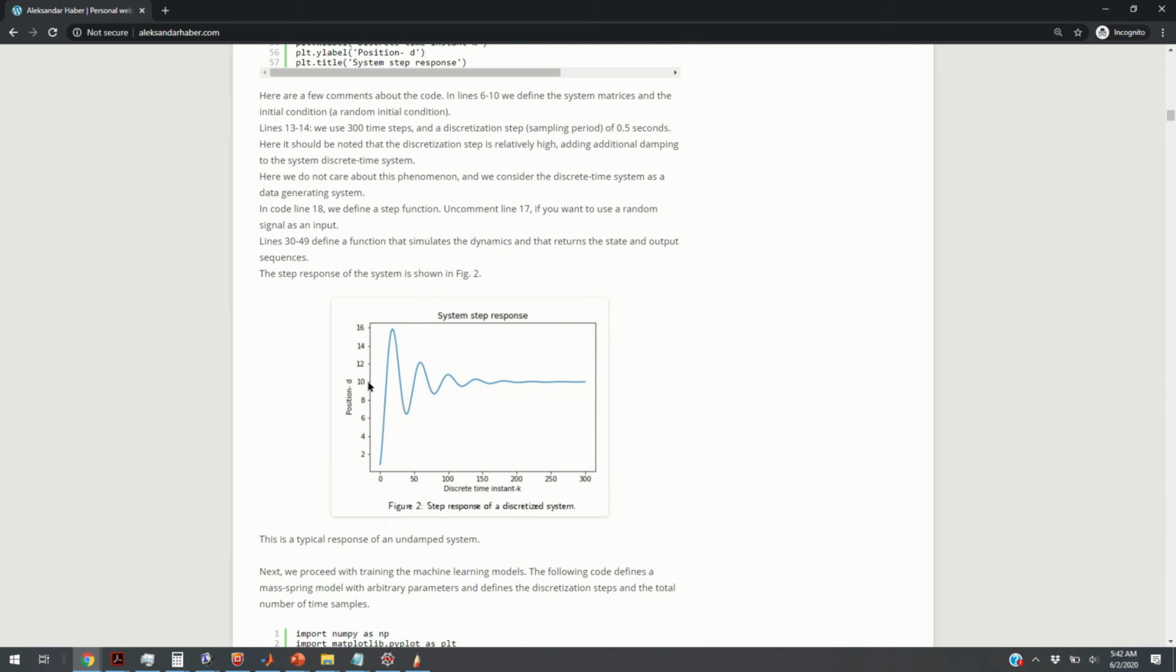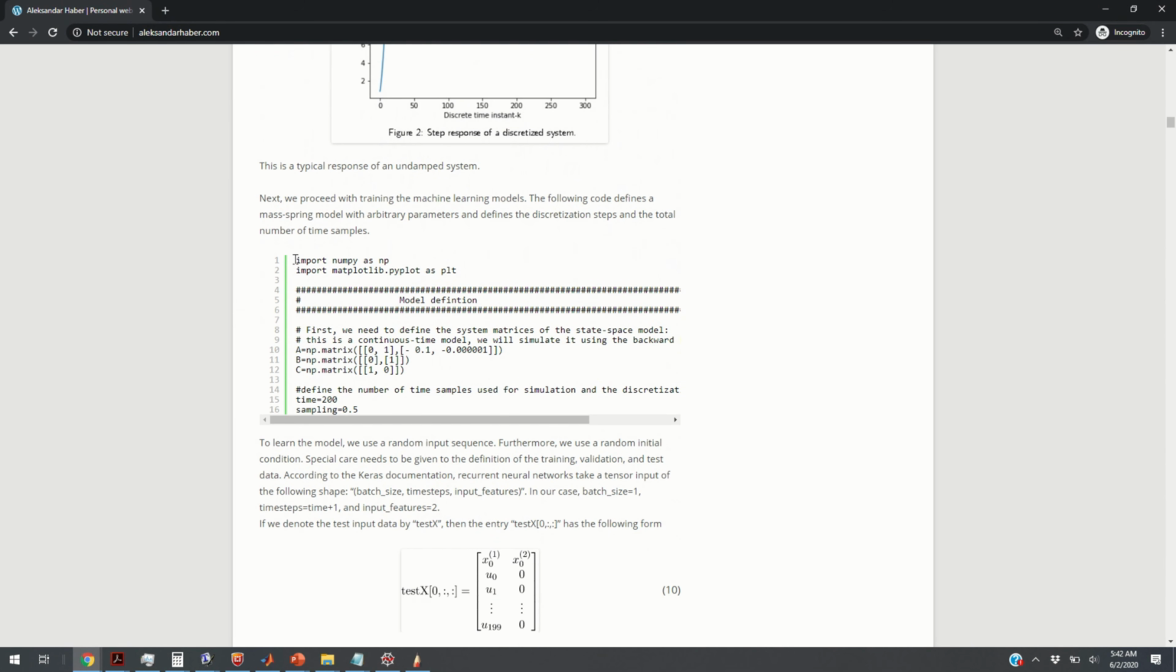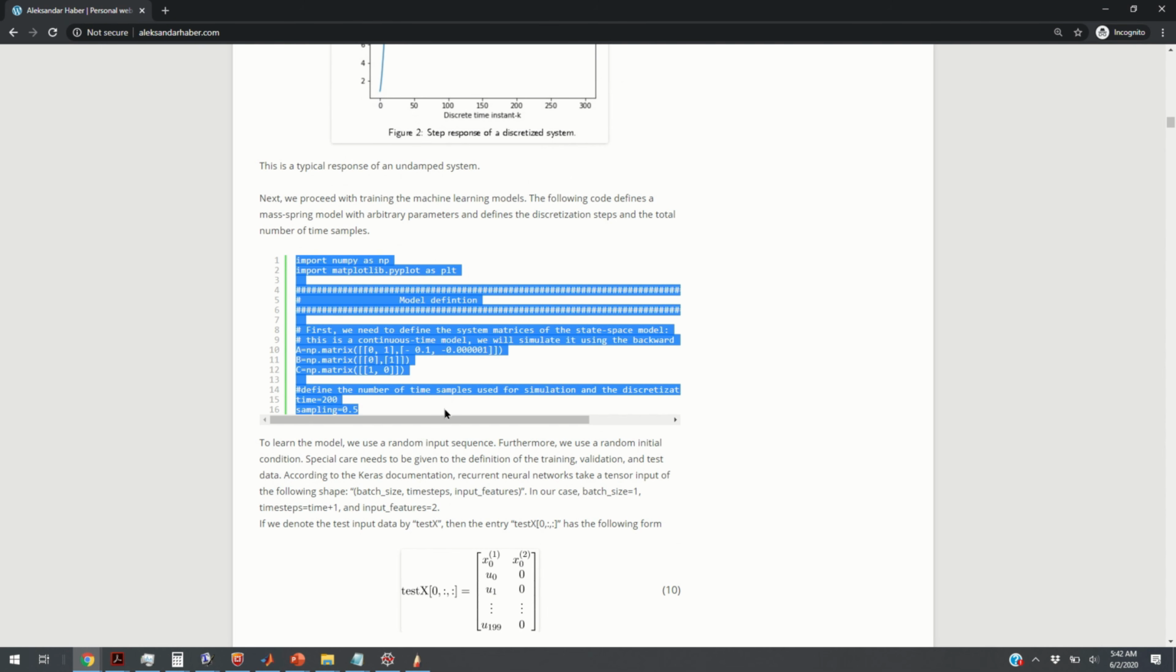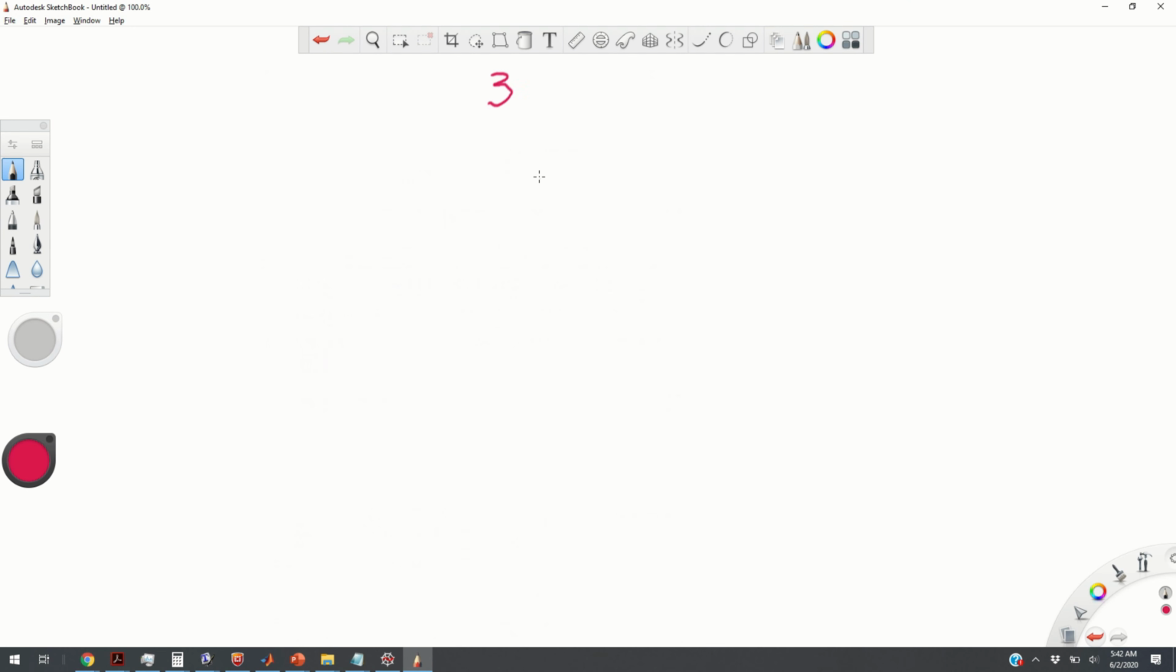So let us start with machine learning, explaining the Keras library and the basic procedure we used. This code over here is used to define the system, the discretization constant, and the time samples. It's very important to emphasize here that we are using 3 data sets for machine learning. There are 3 data sets.